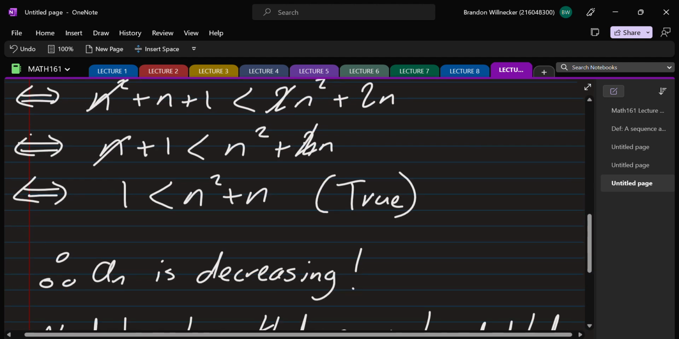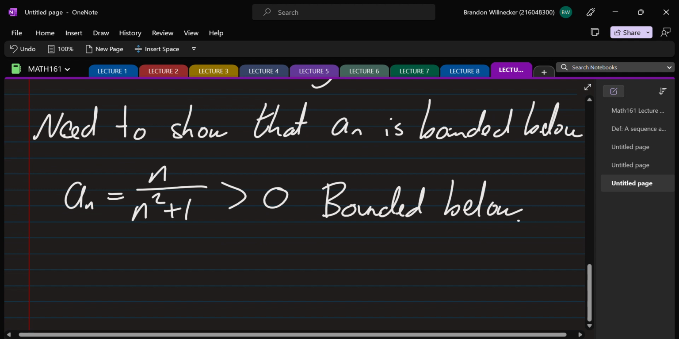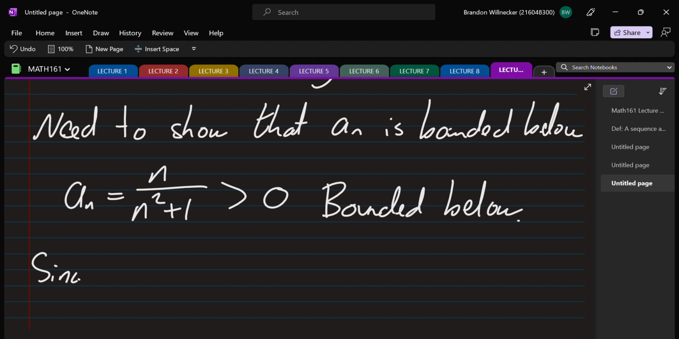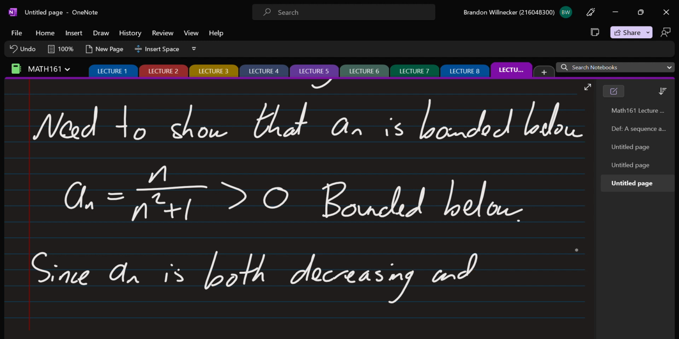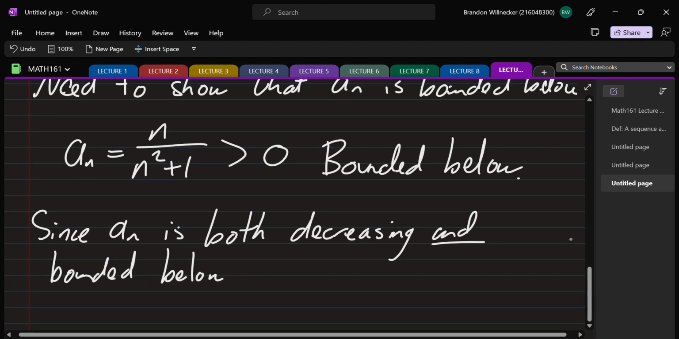So we've shown two things now. We've shown it's decreasing, and we've shown it's bounded below, so it must be convergent. So since a_n is both decreasing and bounded below, we need to show both, it must be convergent.